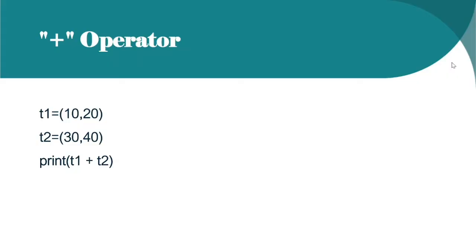Now coming to the various operations that we can actually perform on tuples. Talking about the plus operator, the plus operator acts as the concatenator. Here I have two tuples, 10, 20, and the second one having values 30, 40. If I use the plus operator between the two tuples, then the resultant will be a tuple with the combined values of both the tuples, that is 10, 20, 30, and 40. So what it does is concatenate two tuples.